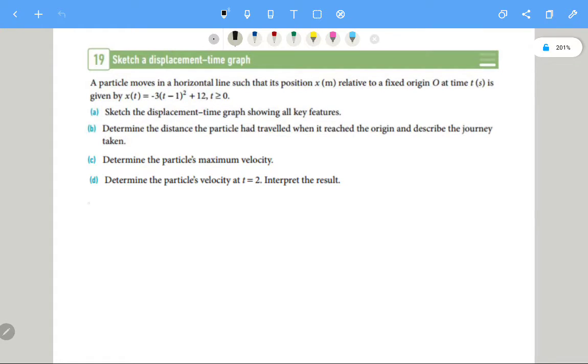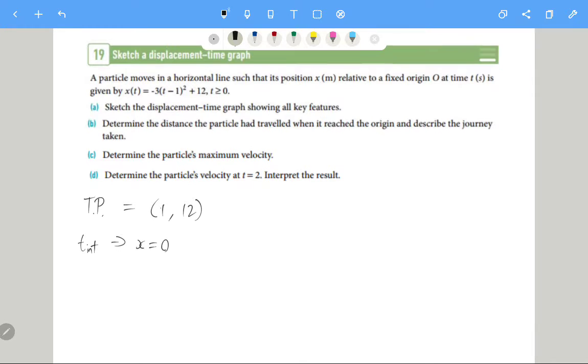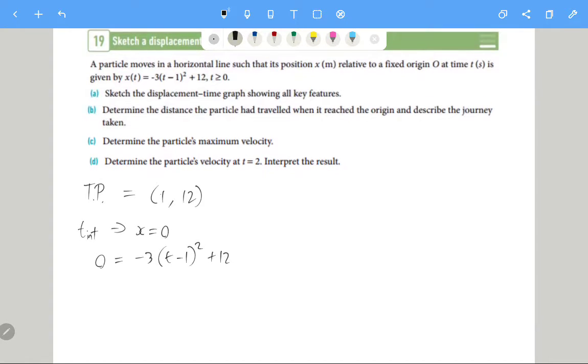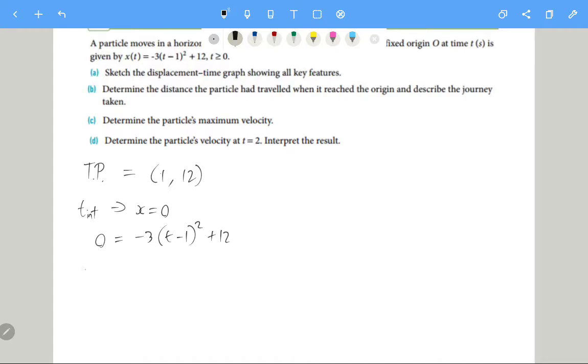Alrighty, so first of all, let's notice that it's quadratic and it's in turning point form, which means that the turning point is going to be (1, 12). So that's really easy to figure out. Next thing, let's think about the t-intercept, which is going to be when x is equal to 0. Alrighty, so we're going to get 0 is equal to minus 3 (t minus 1) squared plus 12. Now this is quite easily solvable because in root form we just rearrange. So minus 12 is equal to minus 3 (t minus 1) squared.